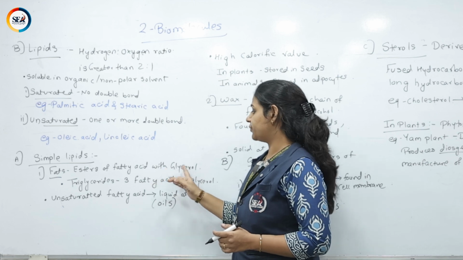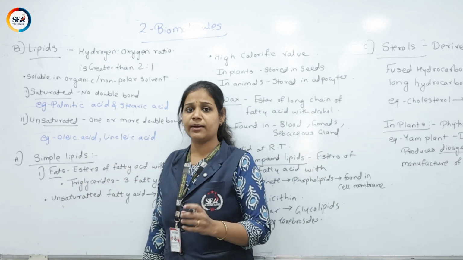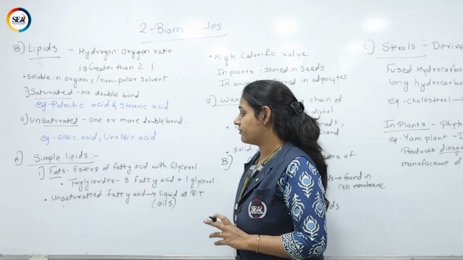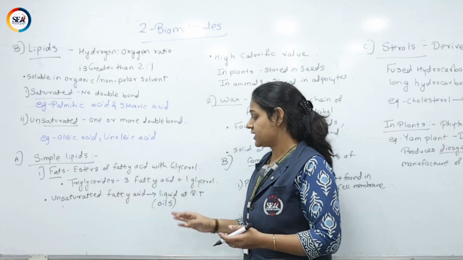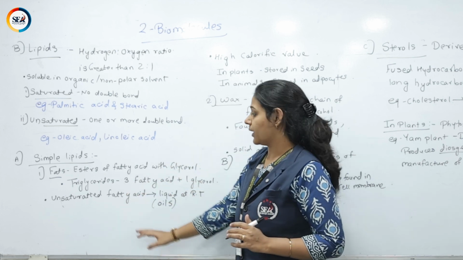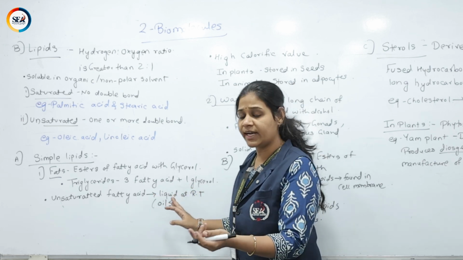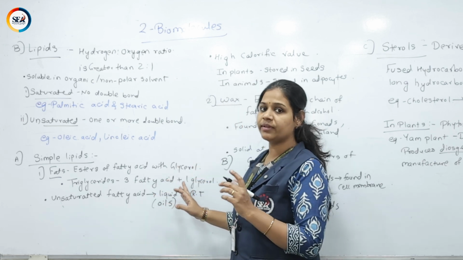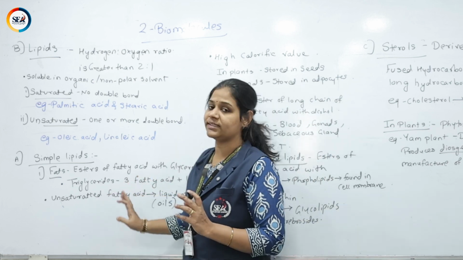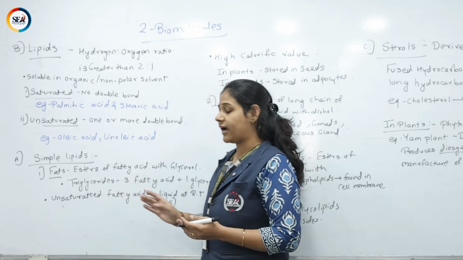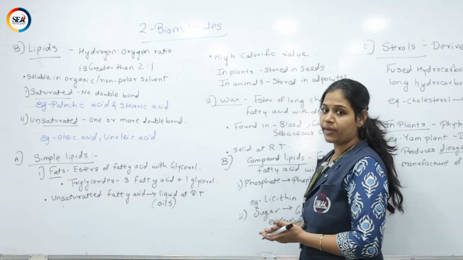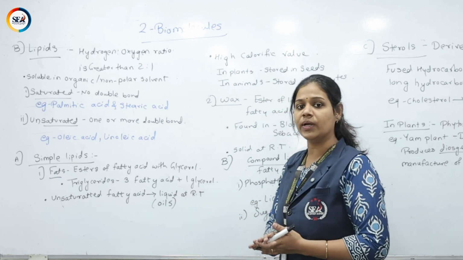Esters of fatty acids with glycerol are called fats. Example, triglycerides, where we find 3 fatty acid chains along with 1 glycerol. If there are 2 fatty acid chains with 1 glycerol, they are called diglycerides. If 1 fatty acid chain with 1 glycerol, then they are called monoglycerides. Unsaturated fatty acids are usually liquid at room temperature, and so they are commonly called oils.